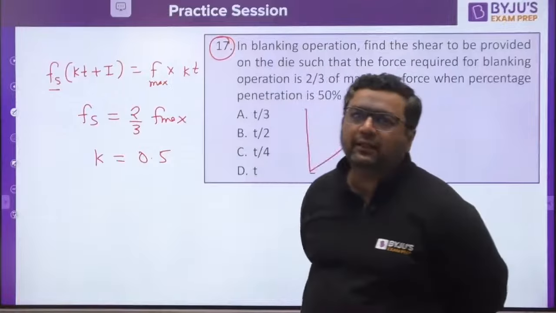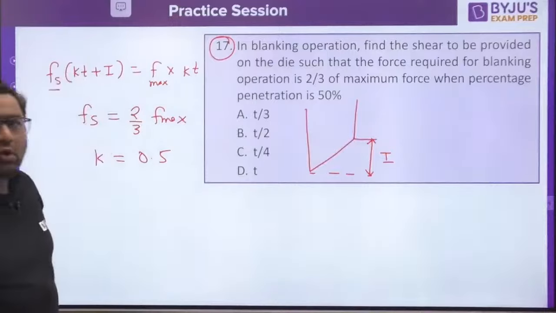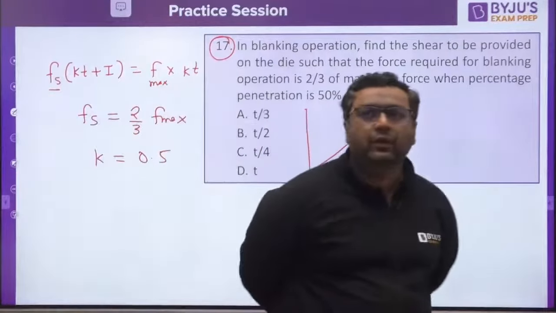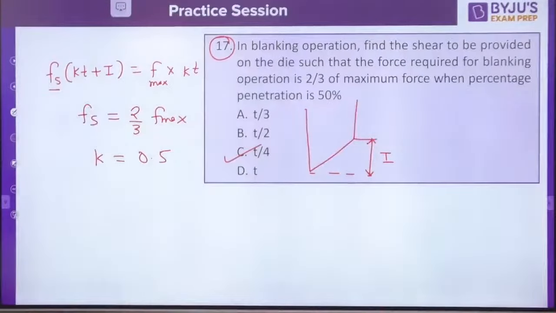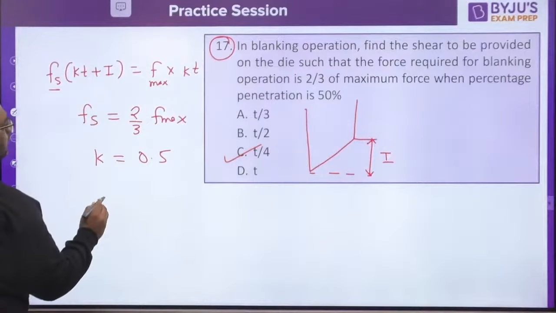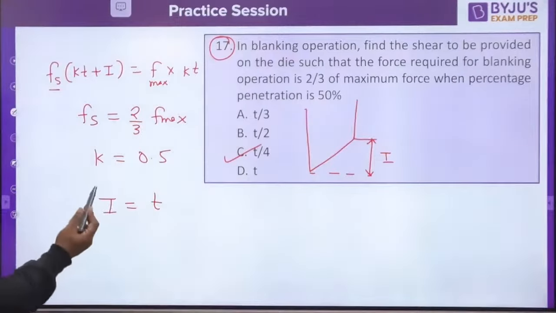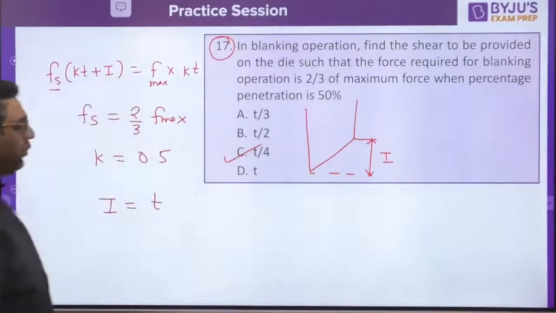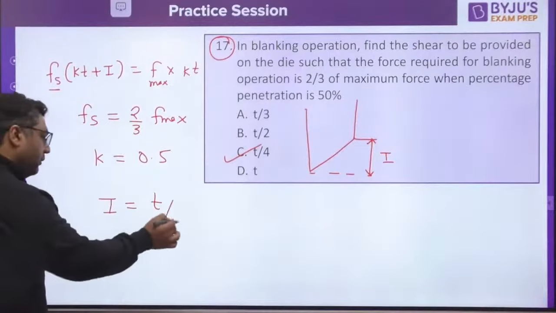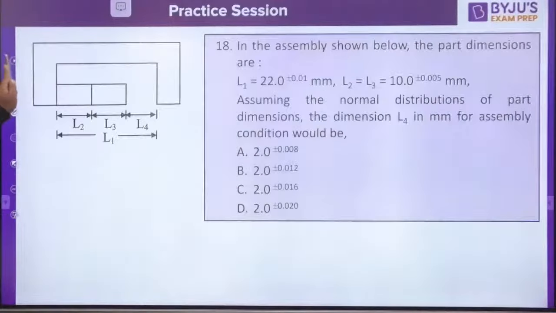Gaurav Vajpayee says C. Omkar is saying A. Yes, yes, yes. Rohan, quickly, quickly. Rohan is also saying C. So guys, yes, the majority are correct. C is the option. So putting these values, we need to find out the maximum force and percentage penetration, and find the shear to be provided. So you would get I to be T by 4. C is correct.